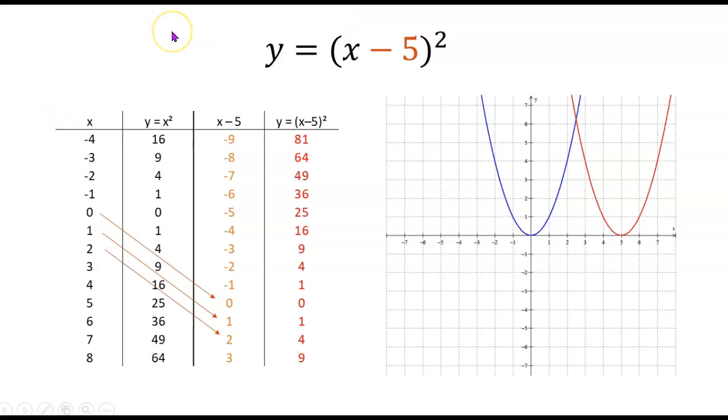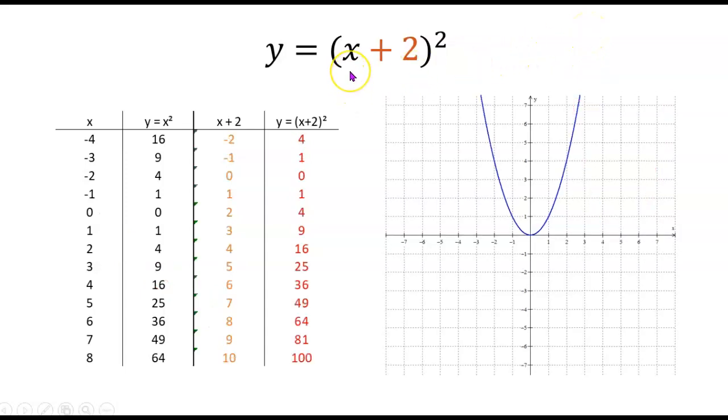So if you've got a formula for a function and you replace x with x minus 5, that shifts the graph over 5 spaces to the right. And what if we replaced x with x plus 2?